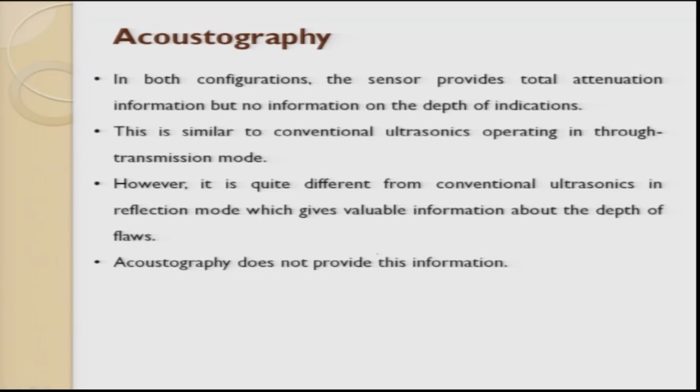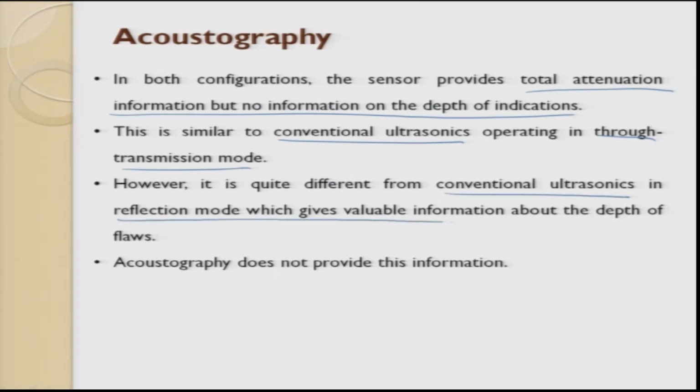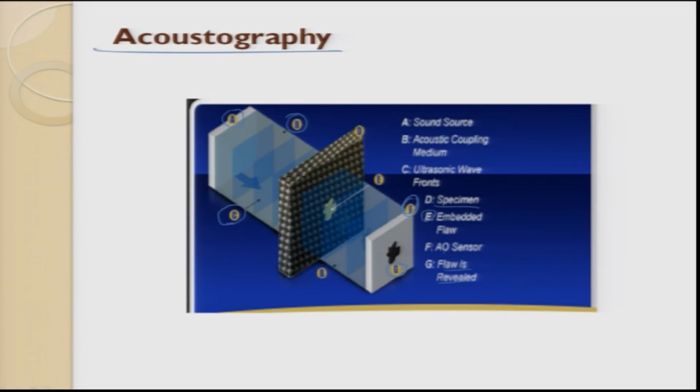In both configurations the sensor provides total attenuation information, but no information about the depth of the indication. This is similar to the conventional ultrasonic technique in through transmission mode. It is quite different from conventional ultrasonic in reflection mode, which gives valuable information about the depth. So, here you have no information about the depth, but you have information about the area. You get only areas.